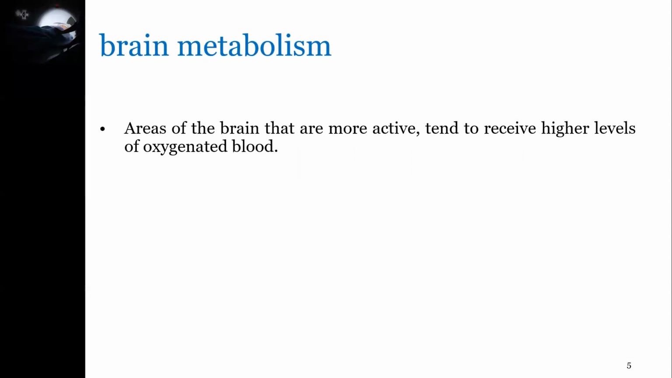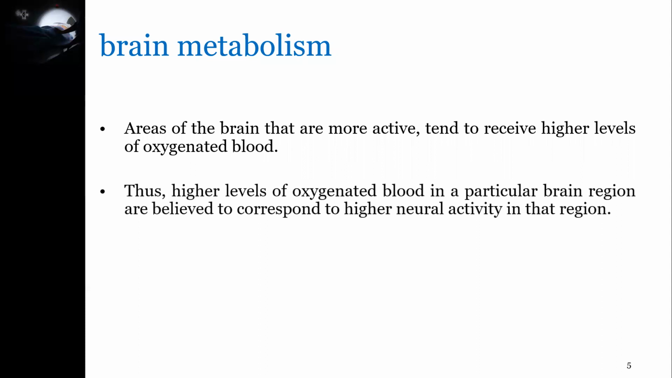Areas of the brain that are more active tend to receive higher levels of oxygenated blood. Thus, higher levels of oxygenated blood in a particular brain region are believed to correspond to higher neural activity in that region.